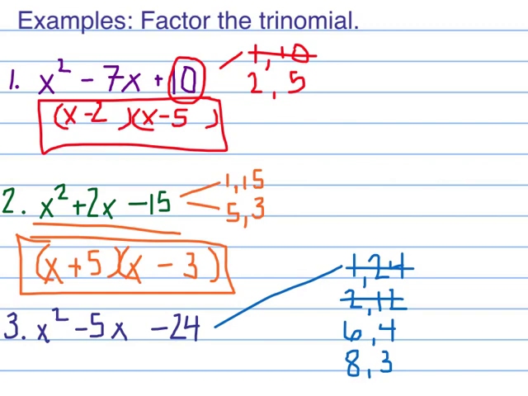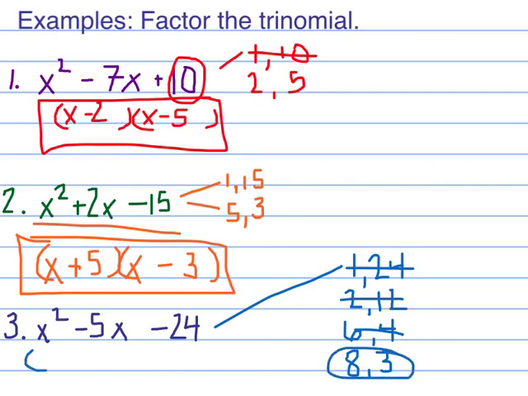We know that my last term is negative, so these two need to be opposite signs. So really, since they're opposite signs, we're going to subtract them. 6 minus 4 is 2, so that does not give us 5. 8 minus 3 is 5. So that will give us the 5 we need. So the one that works is this 8 and 3.